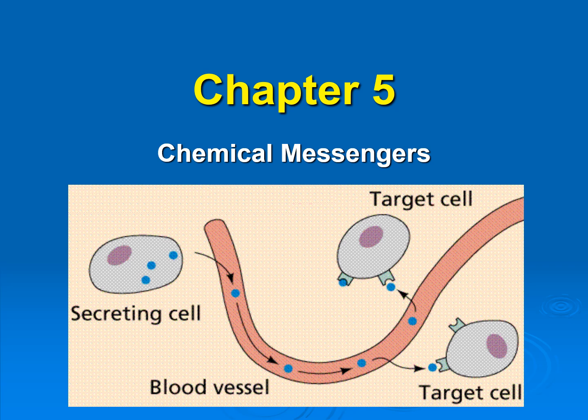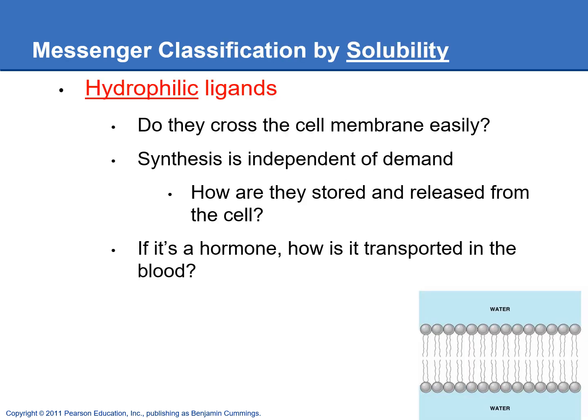We're going to take a look at chemical messengers and their classification by solubility, so whether they're hydrophilic or hydrophobic. Let's take a look at the hydrophilic messengers first. So remember that things that are hydrophilic cannot diffuse through the cell membrane.